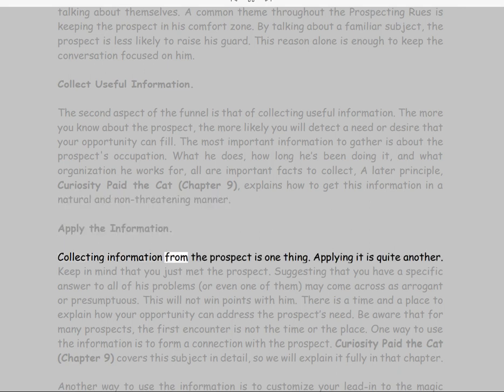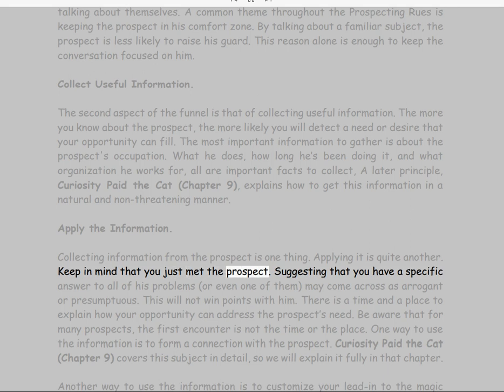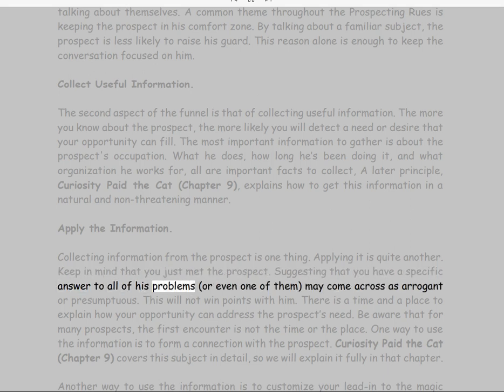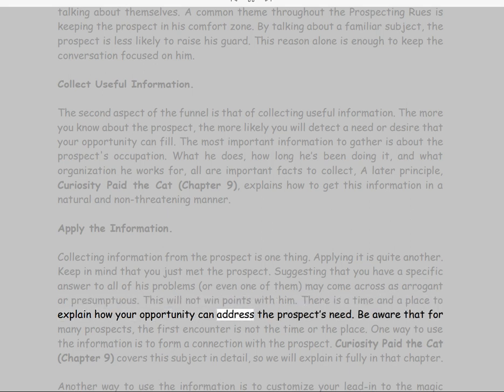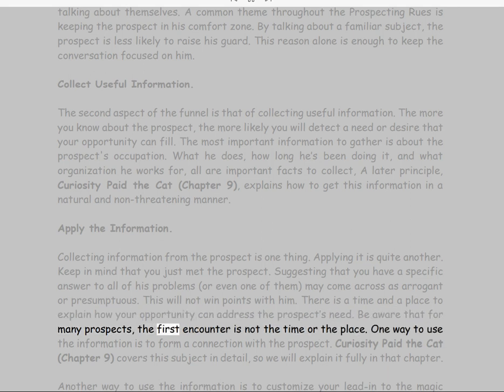Collecting information from the prospect is one thing. Applying it is quite another. Keep in mind that you just met the prospect. Suggesting that you have a specific answer to all of his problems, or even one of them, may come across as arrogant or presumptuous. This will not win points with him. There is a time and a place to explain how your opportunity can address the prospect's need. Be aware that for many prospects, the first encounter is not the time or the place.